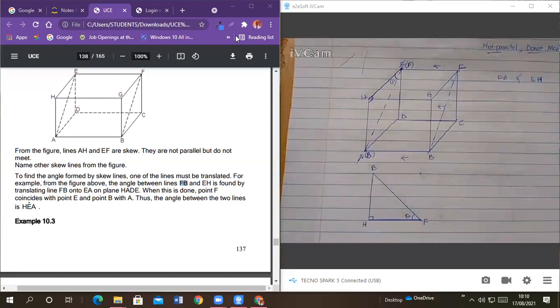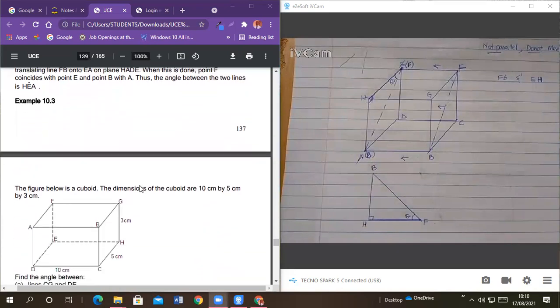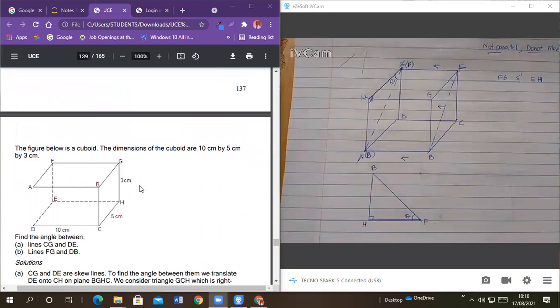Okay, thank you for that question. Okay, so let us look at one example about these skew lines. Esther's putting up her hand. Esther, I'm not seeing any hand here. Okay, Alexandria.